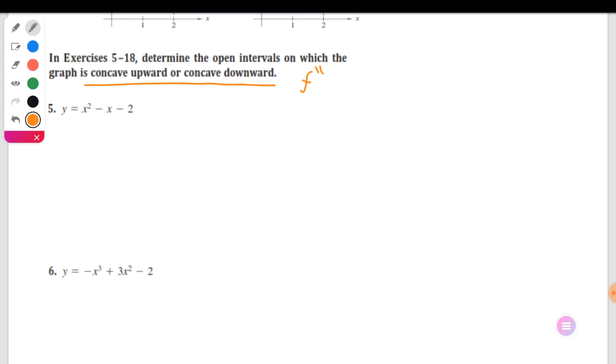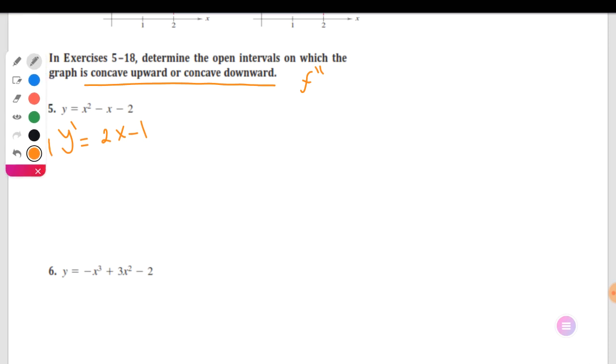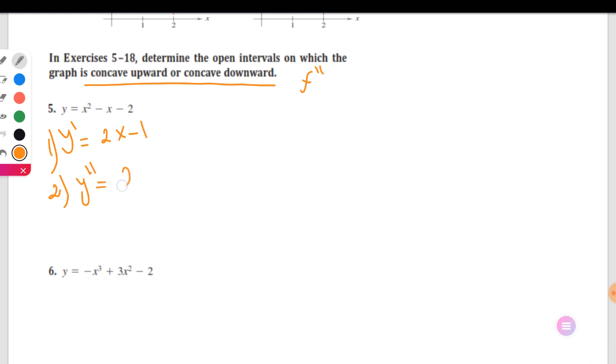Let's solve now. Here, I have to follow the steps. The first step, find the derivative, which is 2x minus 1. The second step is for concavity. The second derivative will be 2. Here the second derivative is greater than 0 for all x in the domain.